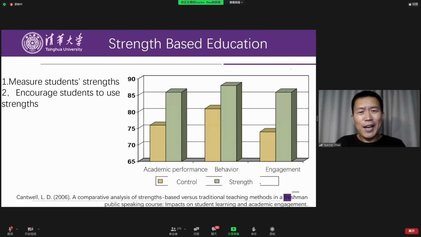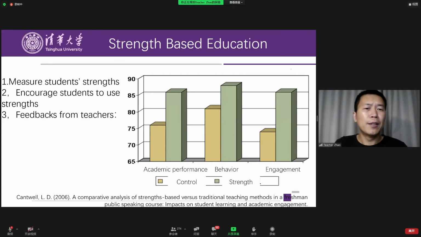So they have better scores, better behavior, and better engagement. If the teachers see the students' strengths, they are less likely to cause trouble, because they feel appreciated by the teacher, and they can already use their strength. So they are not forced and criticized by the teacher. They can do what they like most, so they will feel more engaged and do better in academic performance.